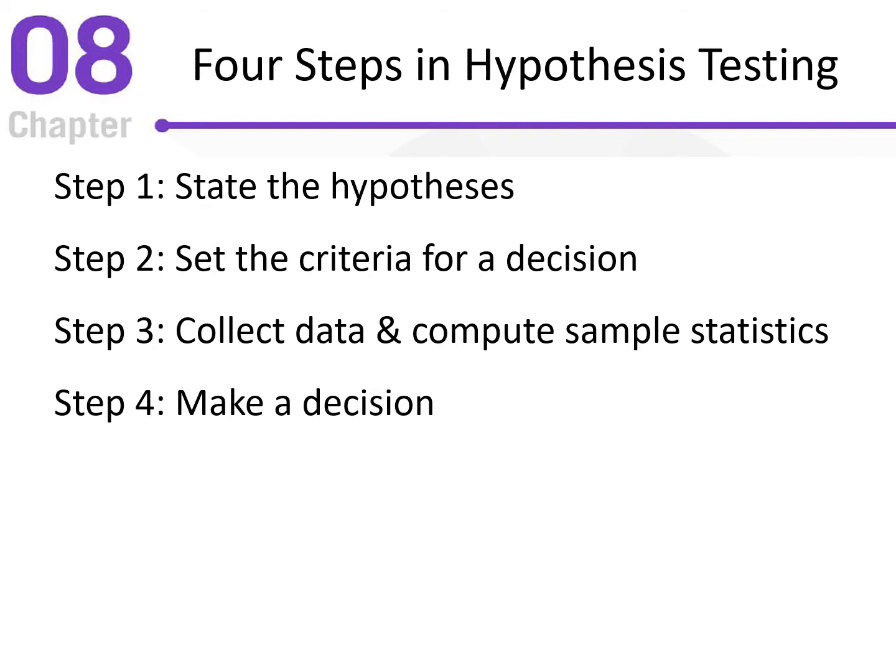Step 2, set the criterion for a decision. So how are you going to decide whether your sample data is different from your original population, right? What kind of values are you going to use? This comes down to what alpha level you set, because the alpha level is going to determine how far away from the original mean the sample mean should be to reject the null hypothesis. So these are things that are kind of under your control.